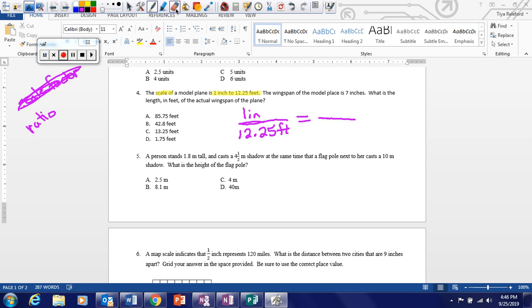The other number in our problem is going to go on the other side. It's 7 inches, so is it going to go on top or on bottom? Right? It's going to go on top. So 12.25 times 7.